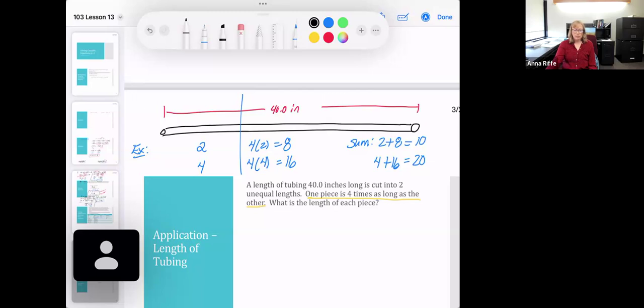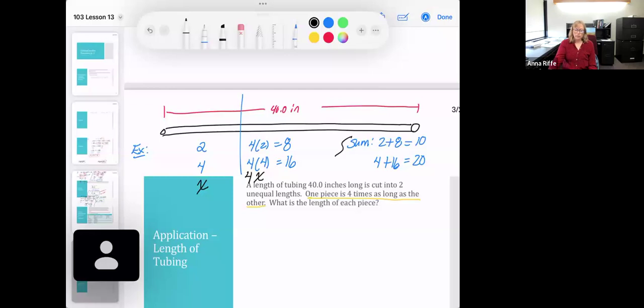Let's say instead of guessing and checking, let's let the shorter piece be x. Let's just give it a variable name. I'm going to bring in x because that's a common variable. It looks like in order to find the length of the longer piece for the previous 2 guesses, we multiplied by 4 based on the one piece is 4 times as long as the other. So to find the longer piece, we would take 4 times x, or 4x.